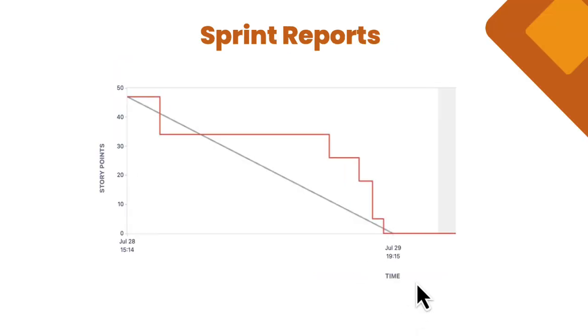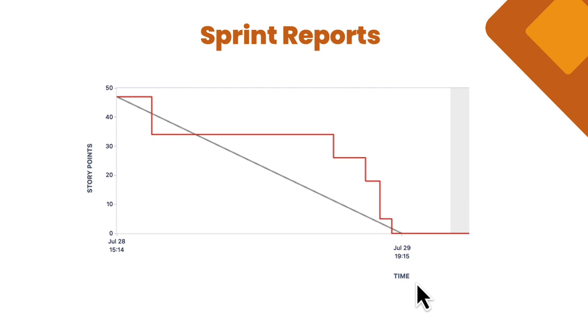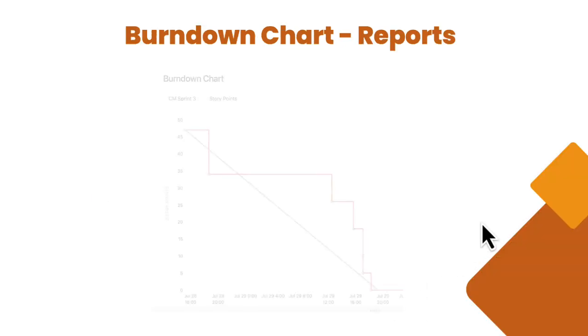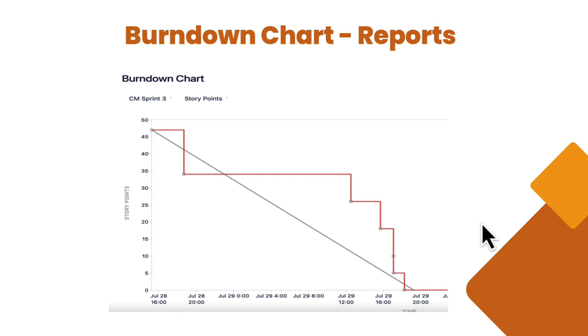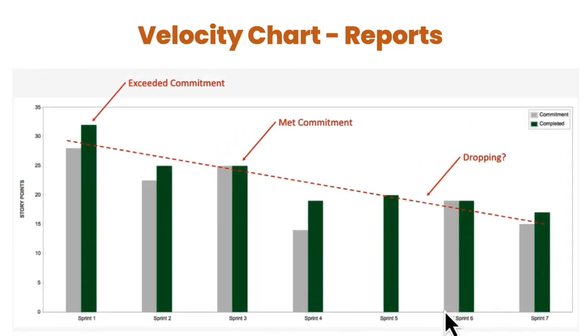Sprint reports show a list of issues in each sprint, allowing the teams to see what was completed and what was not. Burn down charts track the total work remaining in the sprint, helping the teams to manage their sprint progress. Velocity charts measure the amount of work completed from sprint to sprint, enabling teams to forecast the future.